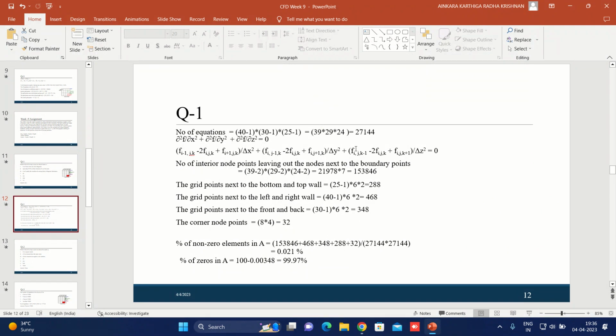So the first one, number of equations to be solved is 39 into 29 into 24. Number of interior grid points would be, we are leaving out 1, 2, 3, 4, 5 and 6. 6 walls we are leaving out. 1, 2, 3, 4, 5 and 6. Yeah, that is also true.